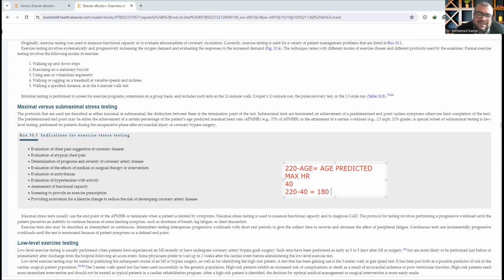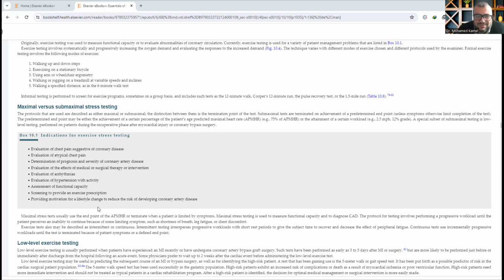Okay, there is another method which is called the Tanaka method, which is more accurate. It is 208 minus 0.7 times age. So for the same person who is 40 years old, it would be 208 minus 0.7 multiplied by age, and this will give us a more accurate number than the standard formula which is used for the age-predicted maximum heart rate.